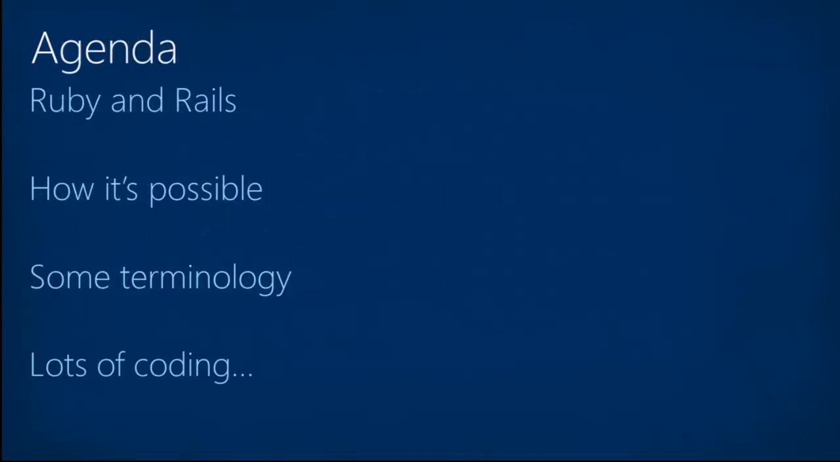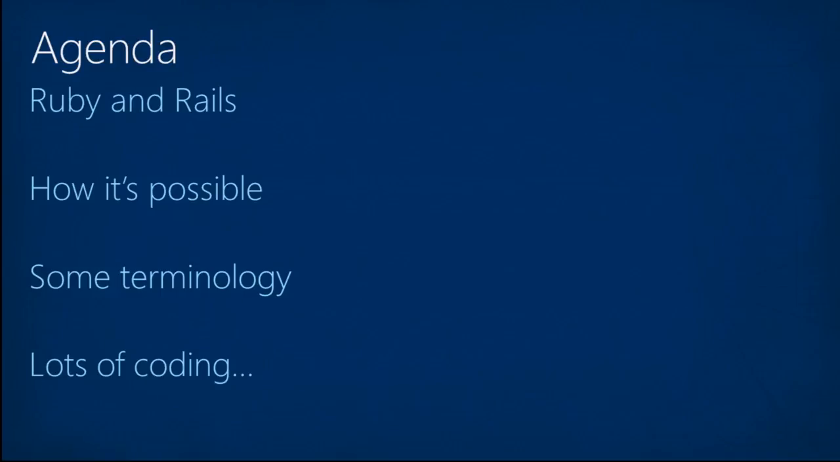So, quick overview of the agenda. We'll do a quick overview of Ruby on Rails and what it is and why we may want to be writing a SharePoint-hosted app in it. We'll go over how it's possible, so how the new app model is making it possible for us to build these Ruby on Rails applications. We'll cover some terminology, and then we're going to do lots of coding.